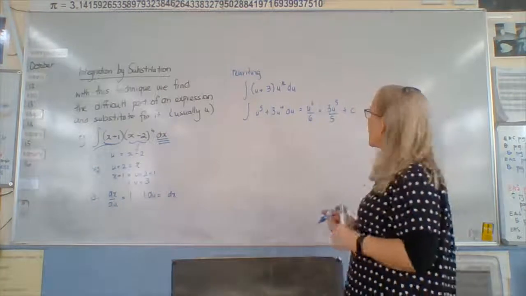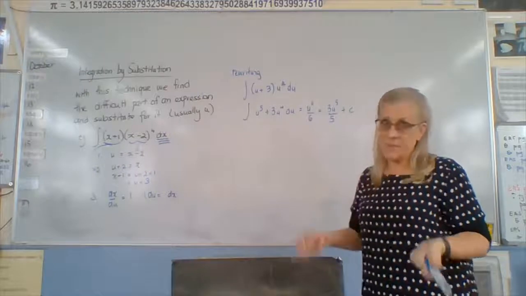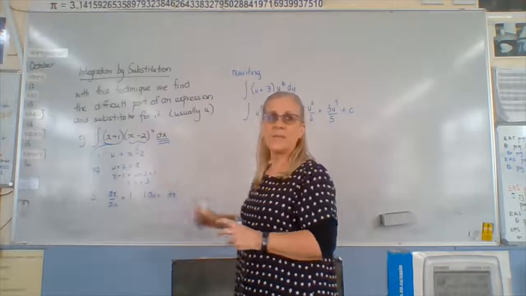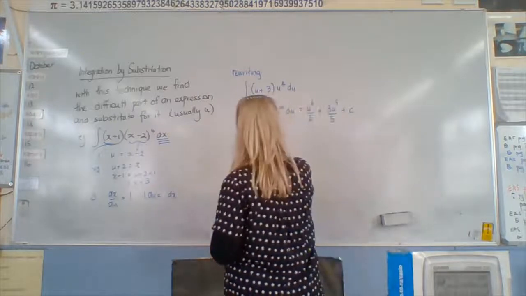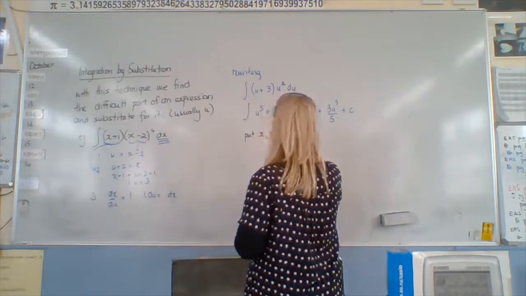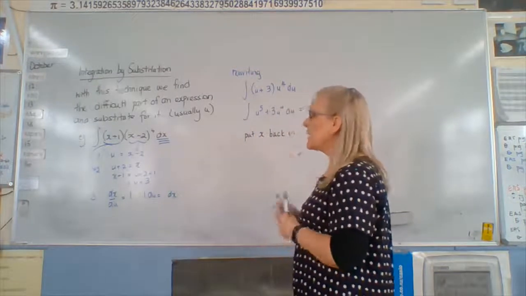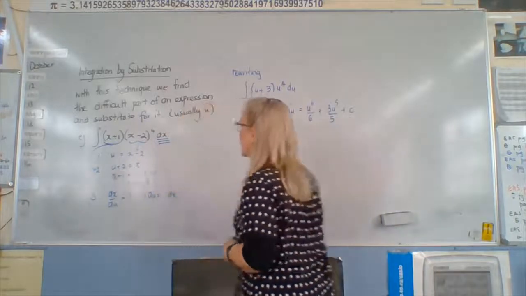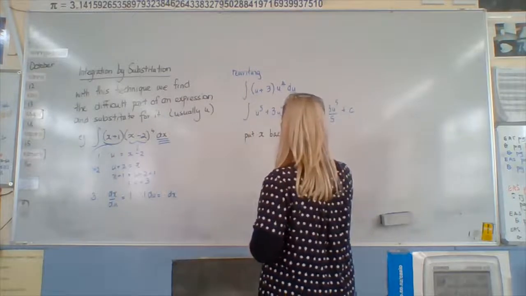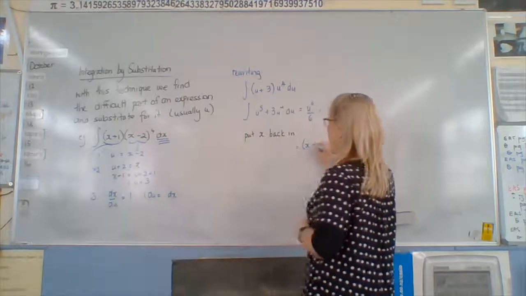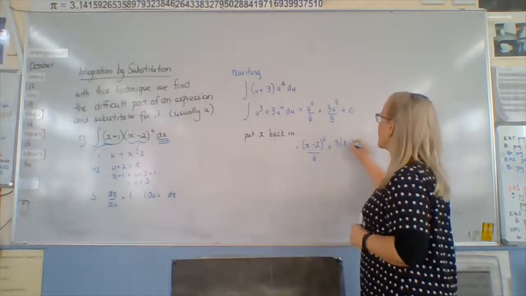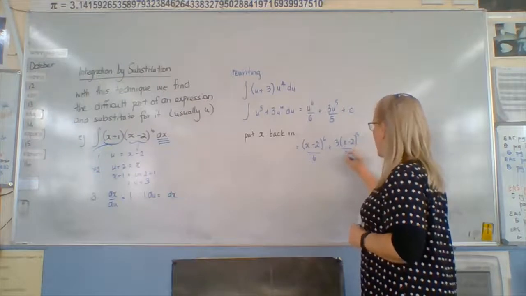Yes? Okay. So now we haven't finished. We have integrated, but we need to come back to here and put x back in. So what does x equal? X equals u plus 2. No, u equals x minus 2. So that gives us x minus 2 to the power of 6 over 6 plus 3 times x minus 2 to the power of 5 over 5 plus c.